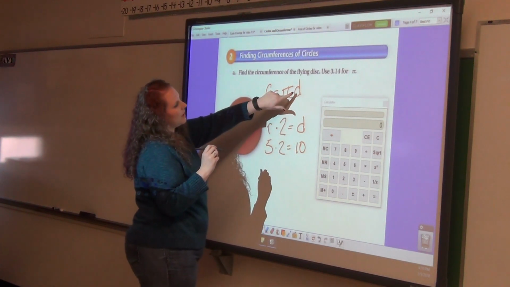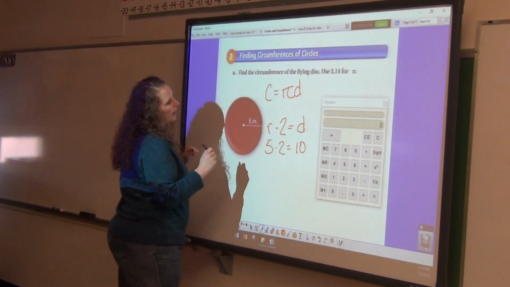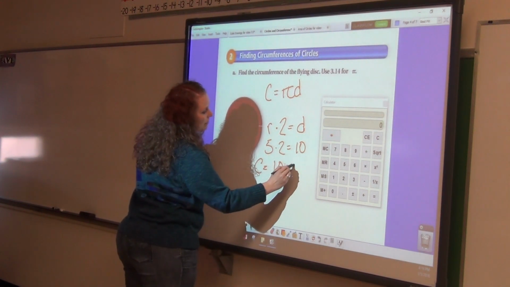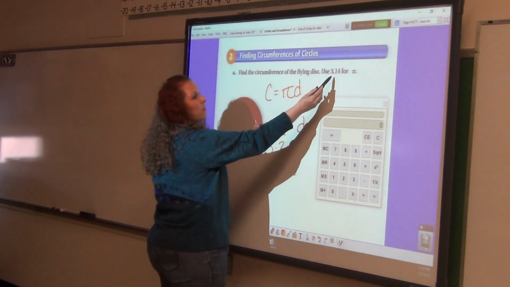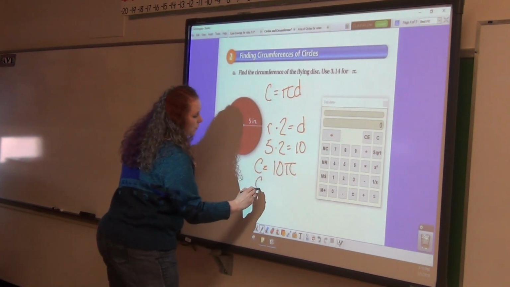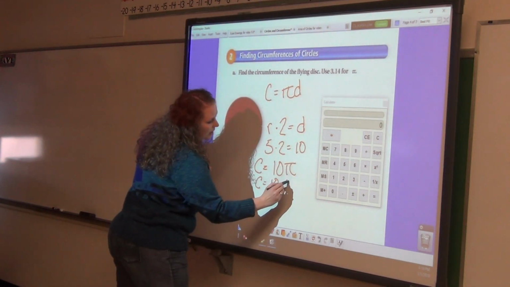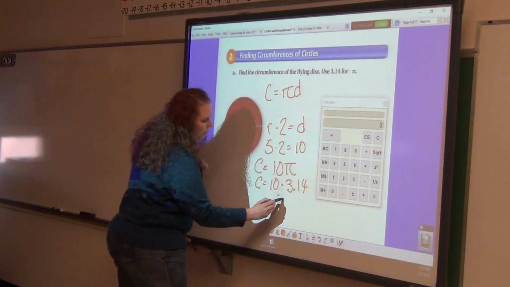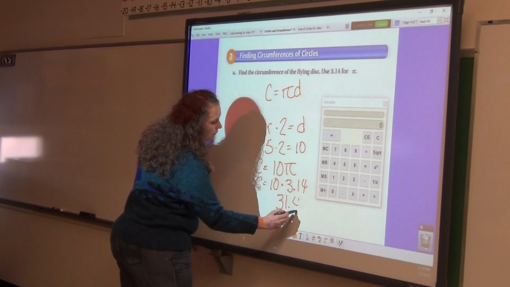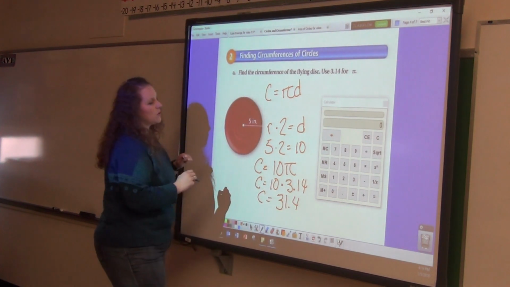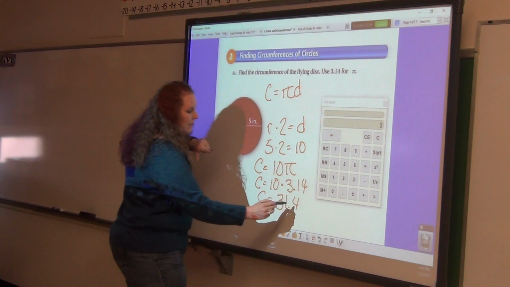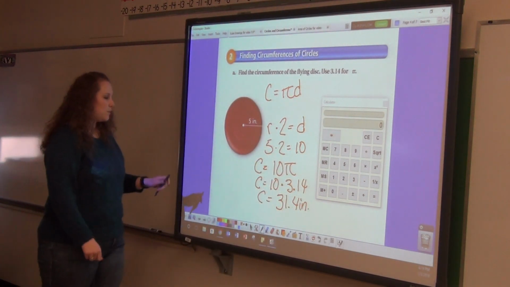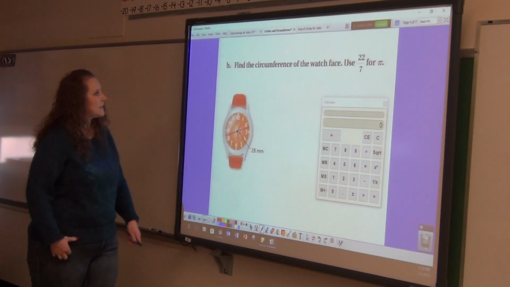I'm going to plug my diameter into this equation, and it is circumference equals 10 times pi, and we are using 3.14 for pi, so circumference is 10 times 3.14, and I know that 10 times 3.14 is going to be 31.4, so our circumference is going to equal 31.4. Gotta label it because you've got to give it meaning. 31.4 inches is what your circumference is for that flying disc.